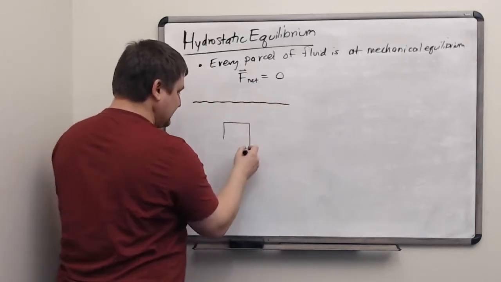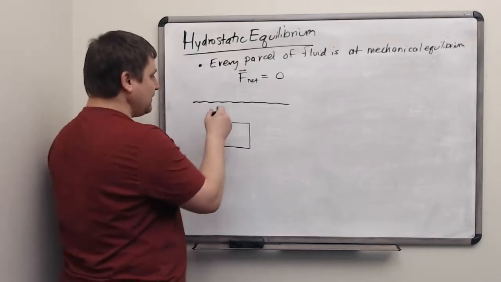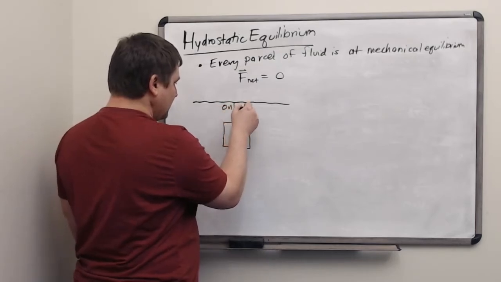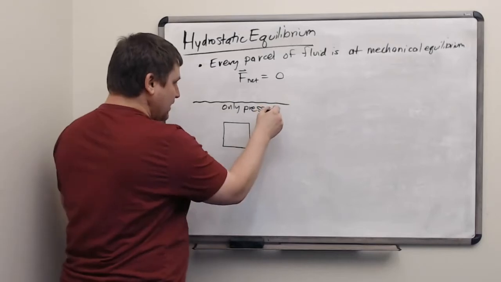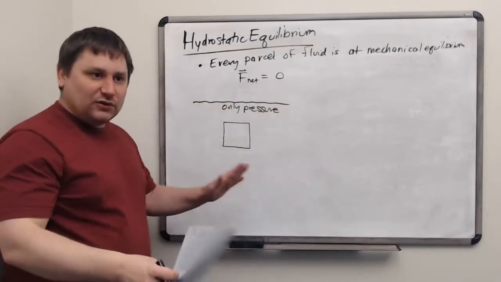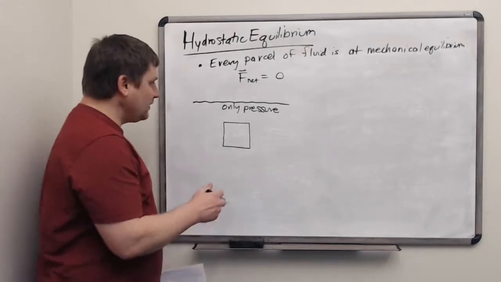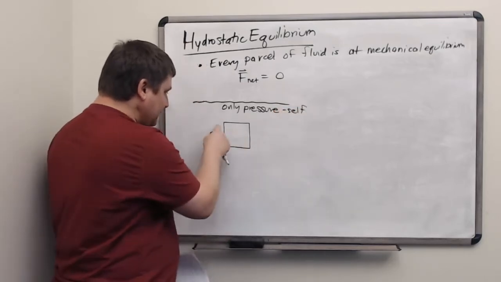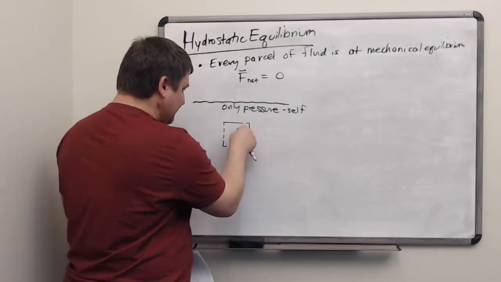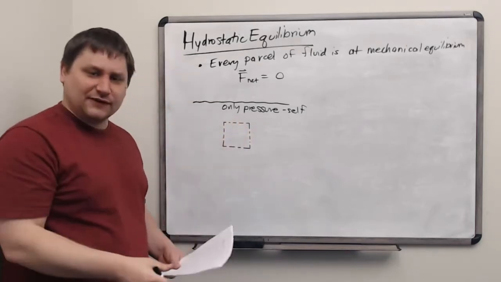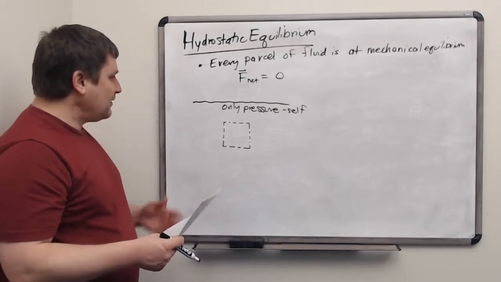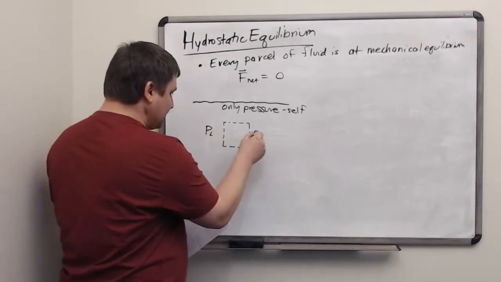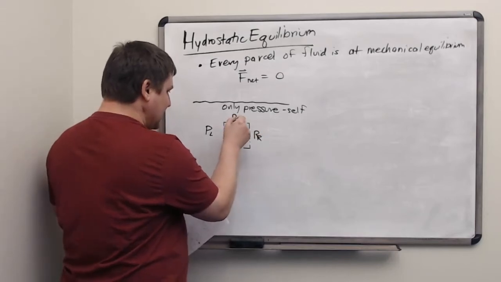Okay, so let's just consider what this would mean for a fluid that has no other forces on it, only the forces of its own pressure. Here's a parcel of fluid, and I'll put it with dotted lines because there's not an extra object here. It's just a certain region of the fluid, and it's only feeling forces from its own pressure. So what does that mean? We'll have a pressure on the left, a pressure on the right, a pressure on the top, and a pressure on the bottom.